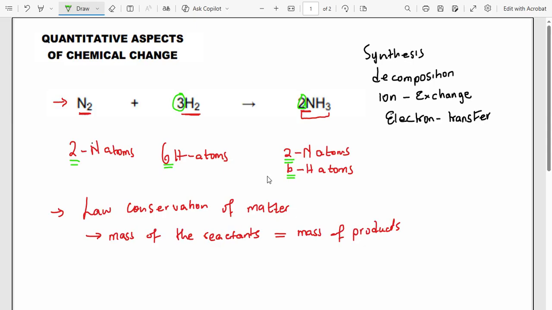On the next lesson, we'll start with the stoichiometric calculations. If you are struggling with the stoichiometric calculations, this is the right time to join the channel. We'll definitely work on that.